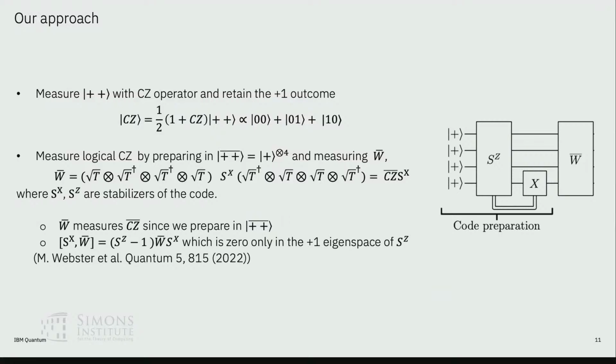So the W operator measures CZ since we prepared the logical plus state. But now the logical operators need to commute with the stabilizer of the code. But this W operator only commutes with the stabilizer SX when SZ is in the +1 eigenspace. So now either you have to post-select when you prepare the plus state, when the SZ stabilizers are in the +1 eigenspace, or you could use dynamic circuits. You measure the SZ stabilizers, and then depending on the outcome, you can apply this recovery operator to always bring it back to the +1 eigenspace. By doing so, it's just a very simple dynamic circuit operation in real time. You don't have to get rid of half of the measurements.